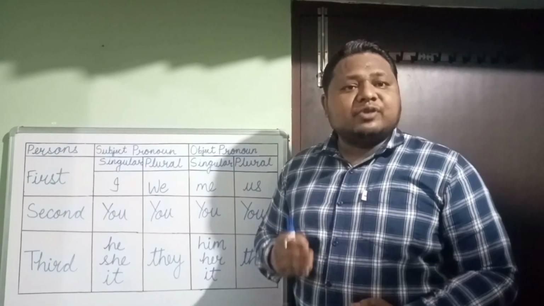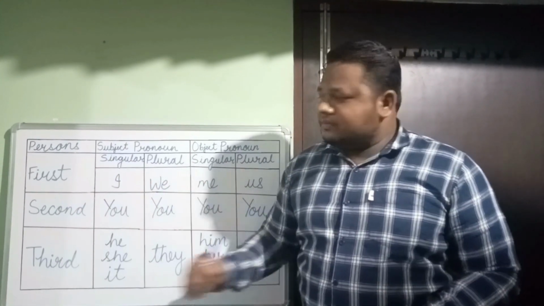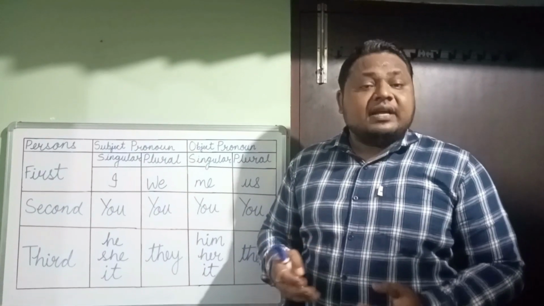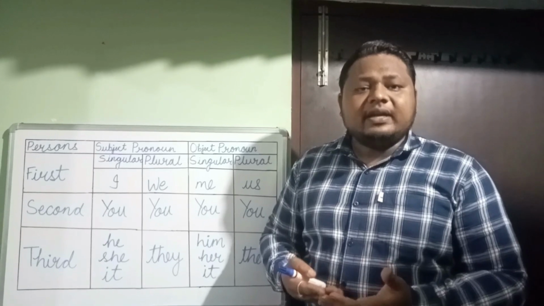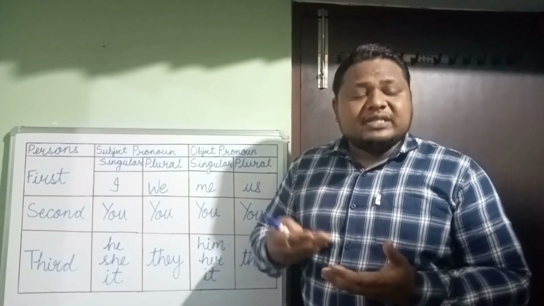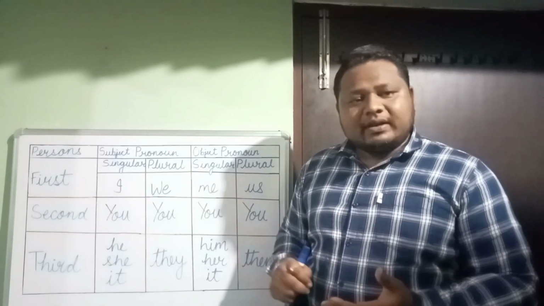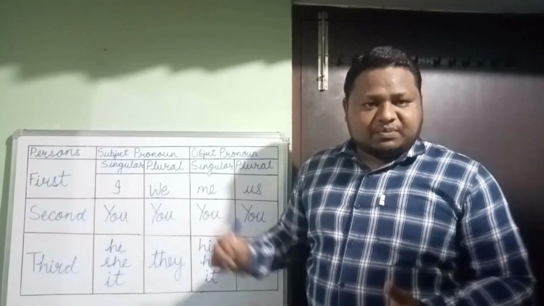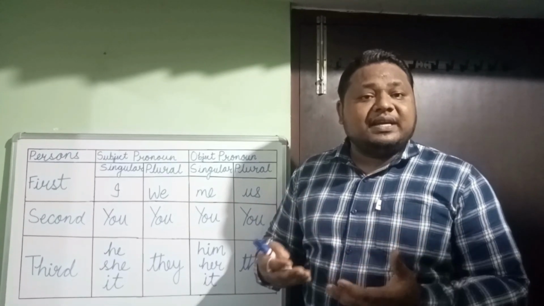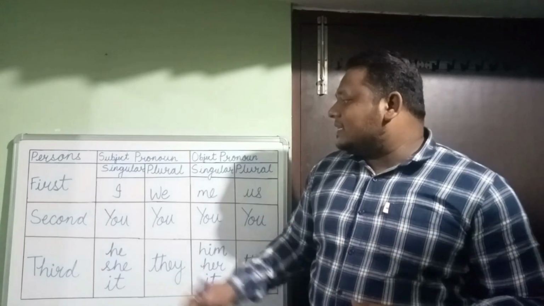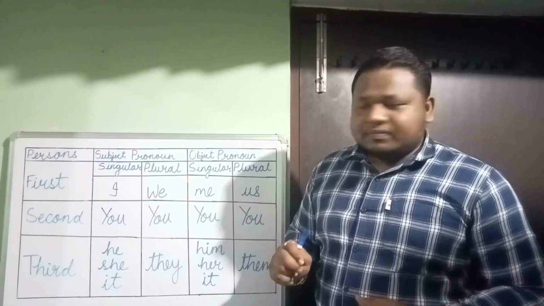There are 3 types of persons: first person, second person, and third person. First person means the one who speaks is the first person. Alright? And the one who speaks addresses himself by the pronoun I. So I is the first person. Sometimes more than one person can speak at a time. In that case, we use the plural form of I, that is we.